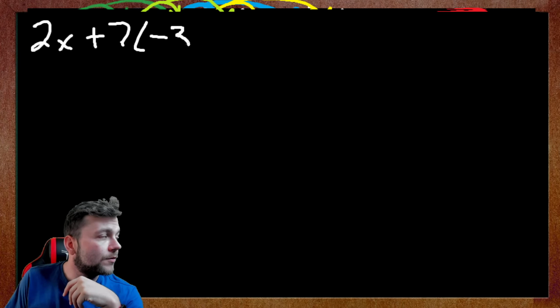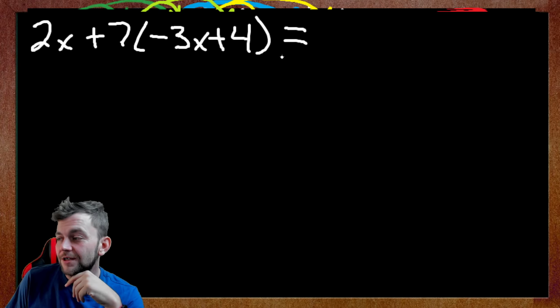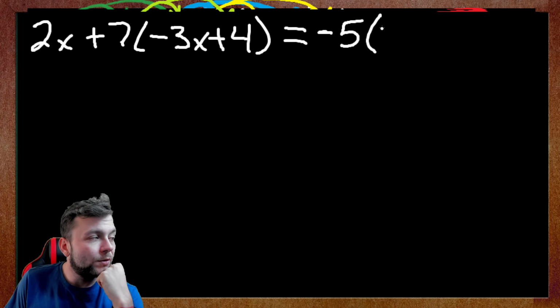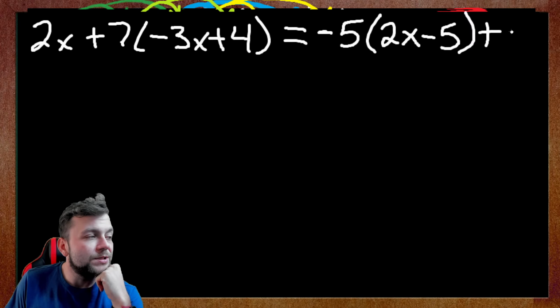Our next problem is going to look incredibly ugly, and I'm going to need this entire length of the top place. So, top part of our board, we have 2x plus 7 parentheses negative 3x plus 4 end parentheses equals negative 5 open parentheses 2x minus 5 plus 6.